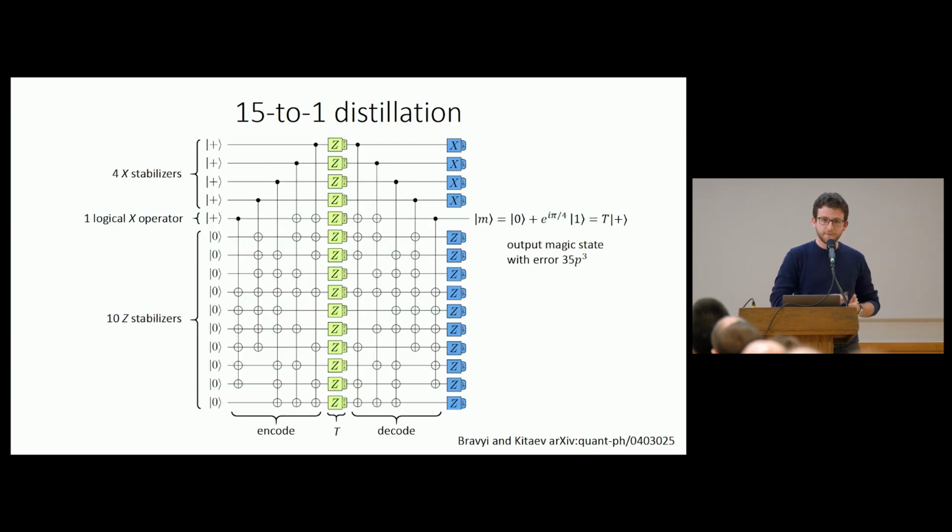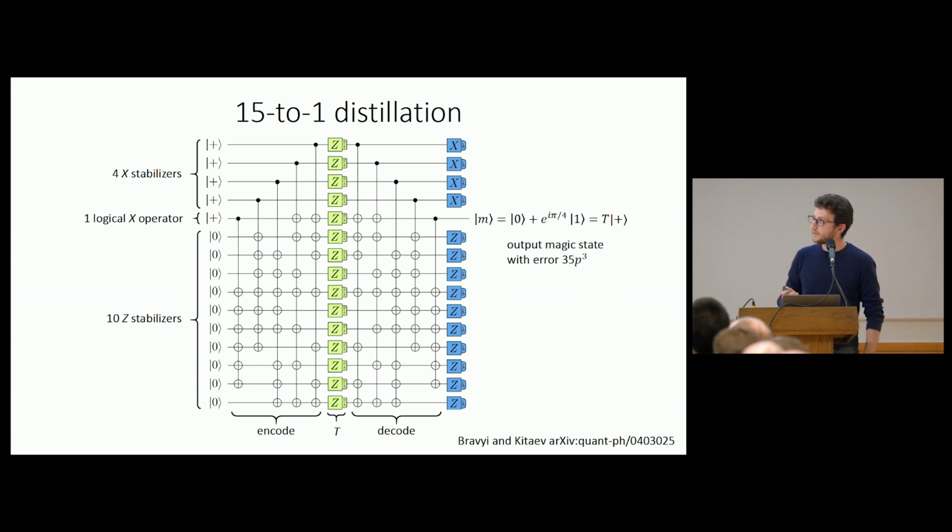If you've ever seen a distillation circuit in your life, then it's probably this one for 15-to-1 distillation, which is based on a 15-qubit quantum error correcting code with a transversal T-gate. Meaning that the logical T-gate of the code corresponds to a T-gate on each qubit. It works like this. You start with 10 qubits initialized in the 0 state, 1 qubit for each of the 10 Z stabilizers of the code, 4 qubits initialized in plus, 1 for each of the 4 X stabilizers of the code, and 1 qubit in the plus state for the 1 logical X operator of the code.